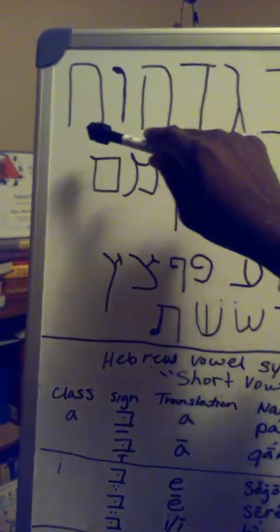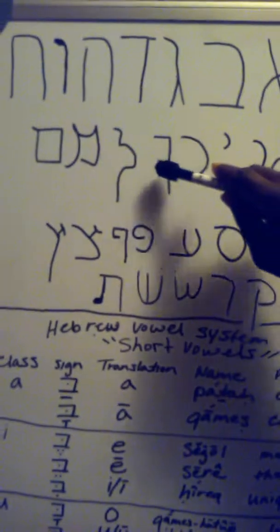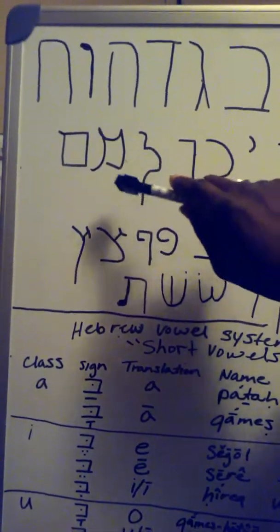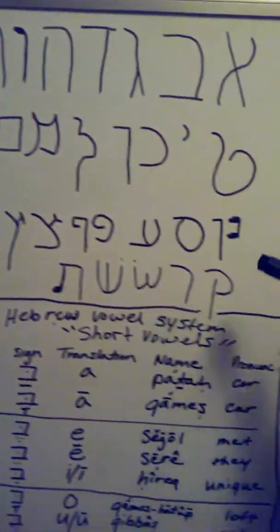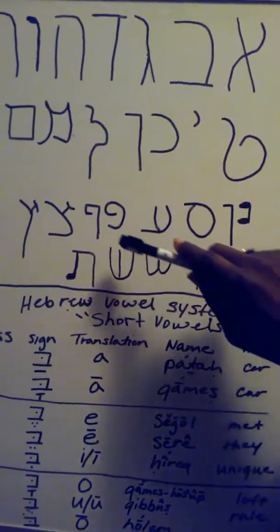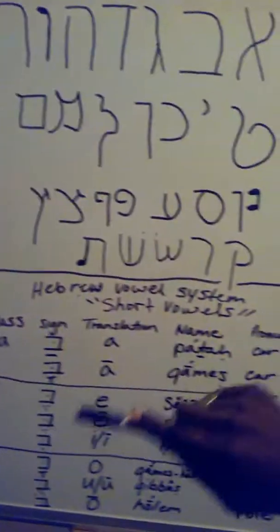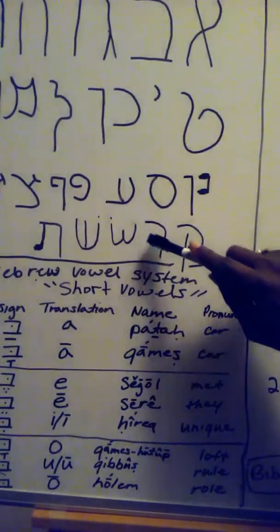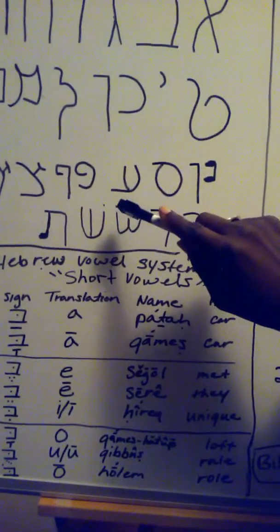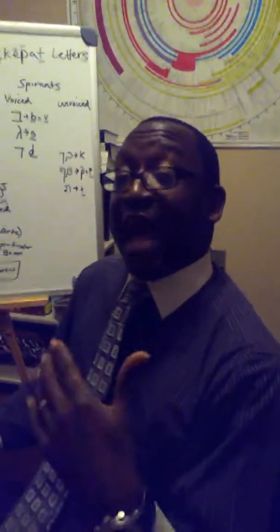We have Vav, Het, Tet, Yod. We have Kaf and final Kaf. We have Lamed, we have Mem and final Mem. We have Noon and final Noon. We have Samek, Ayin, Pay and final Pay. We have Sadeh and final Sadeh. We have Kof, Resh, Sin with the dot over the left, Shin with the dot over the right, and we have Tav. So now you should be able to identify the alphabet.